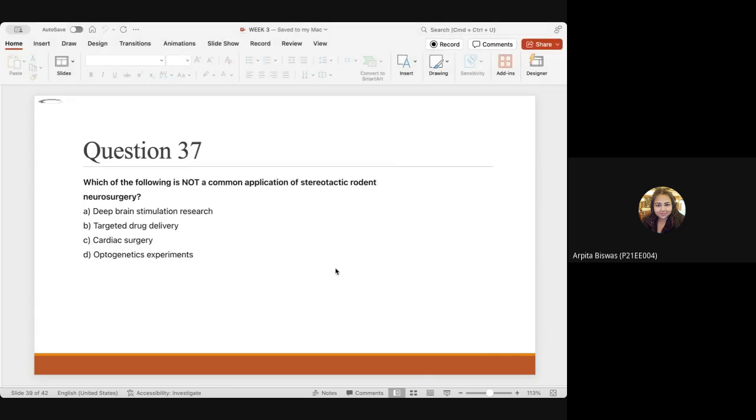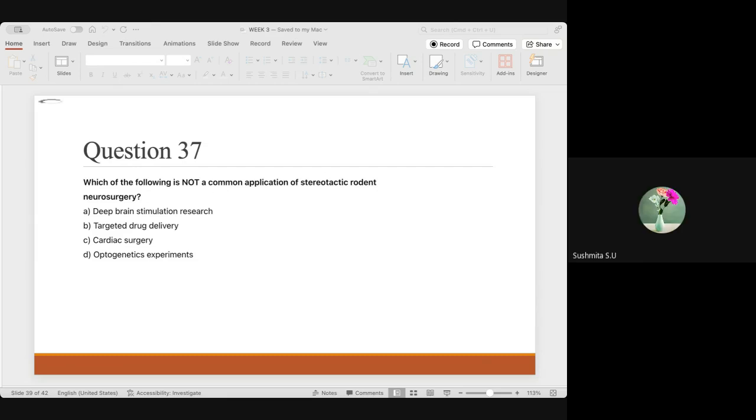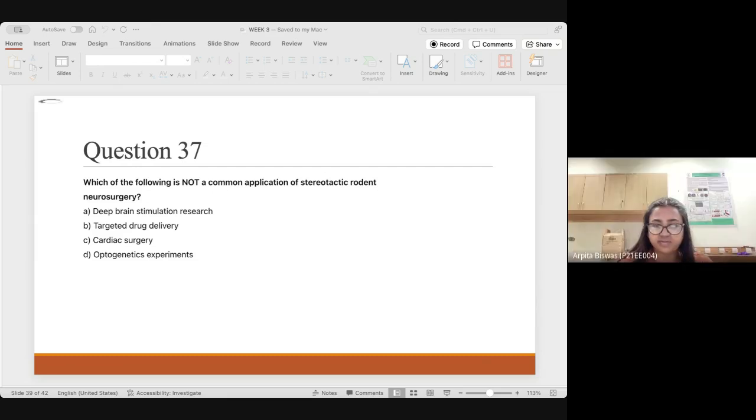Next is question number 37. Which of the following is not a common application of stereotactic rodent neurosurgery? So first option is deep brain stimulation research. Then second is targeted drug delivery. Third is cardiac surgery. And fourth option is optogenetics experiments. So which of the following is the right option? Ma'am, is it cardiac surgery? C. Yes, the right option is cardiac surgery, option C.